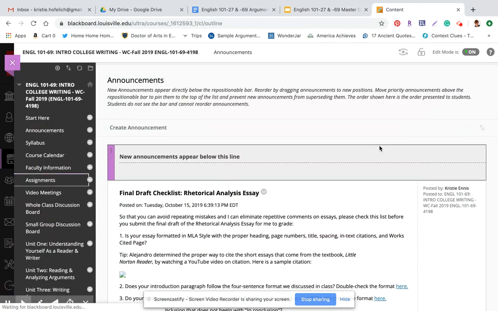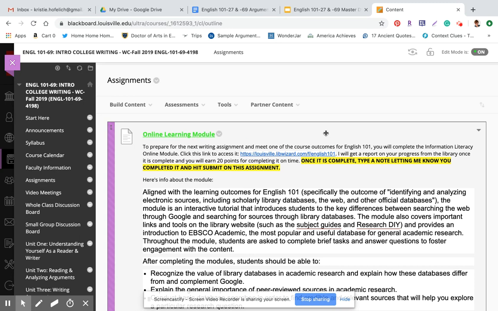When you click on Assignments, you see the online learning module. Read it. It talks to you about what you're going to do. And then right here, you click this link and you actually go to the website for the library. Now, let me tell you this.